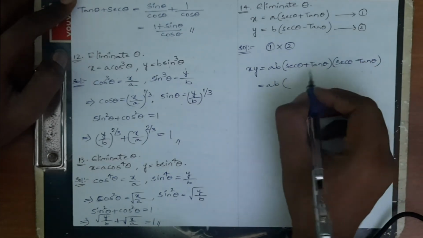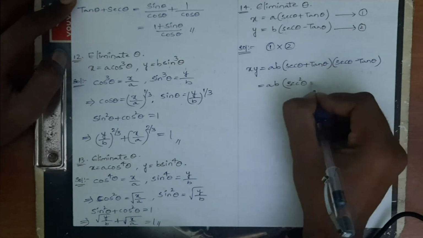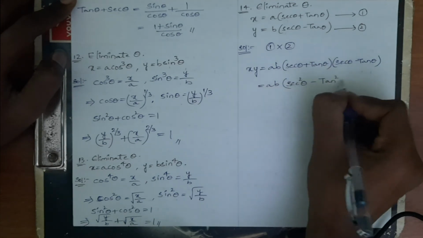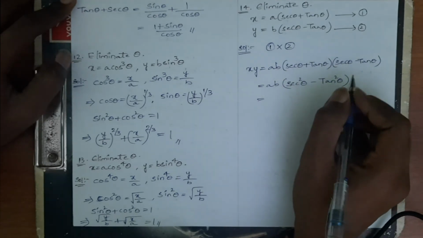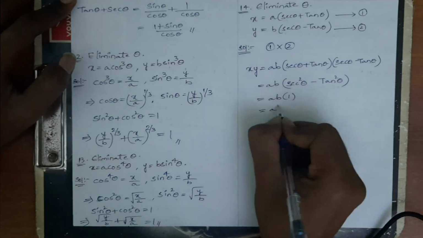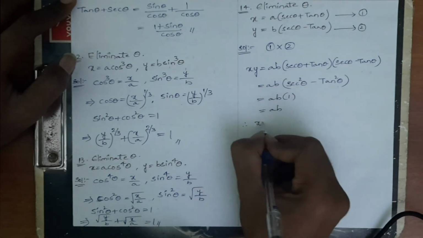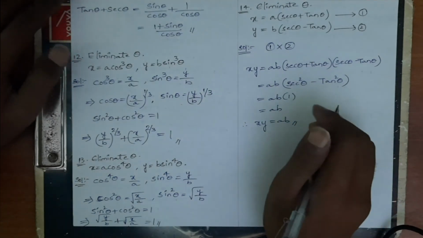It is of the form a plus b into a minus b. We have a square, that is secant square theta, minus b square, that is tan square theta. We know that secant square theta minus tan square theta is equal to 1. So we can write this as ab into 1, and we have ab. Therefore xy is equal to ab. This is the final result with no theta in it.